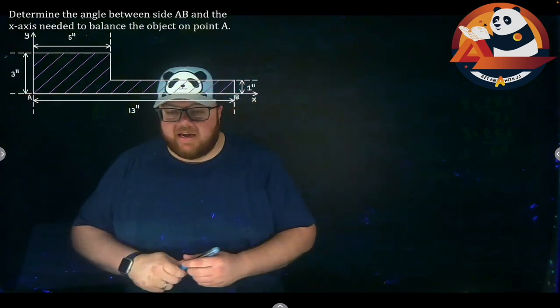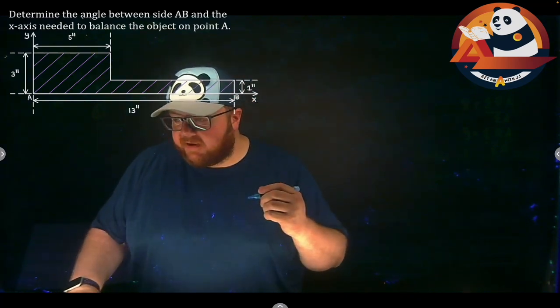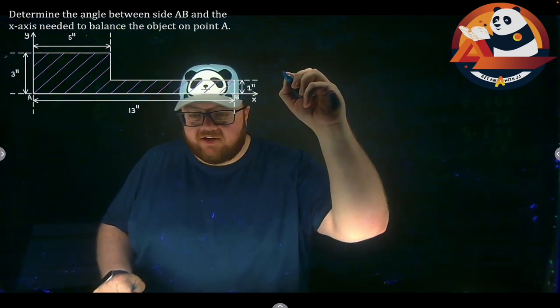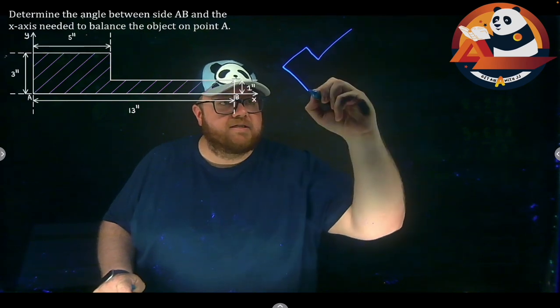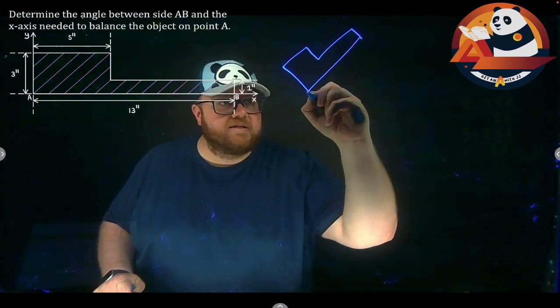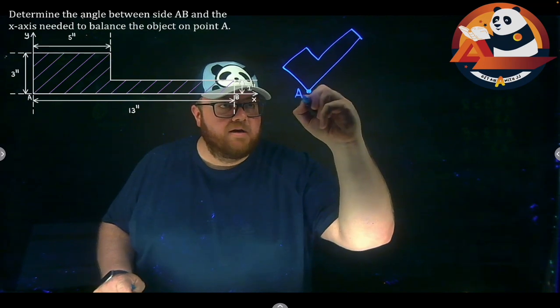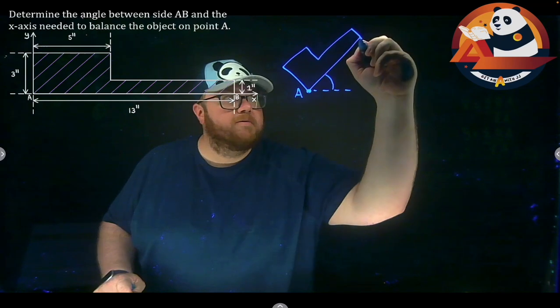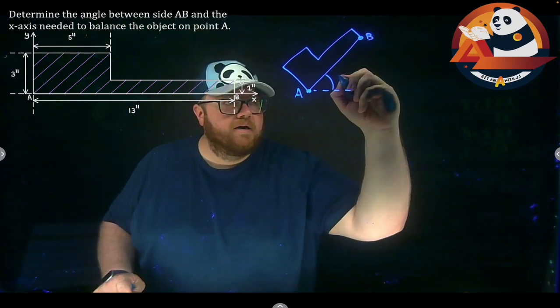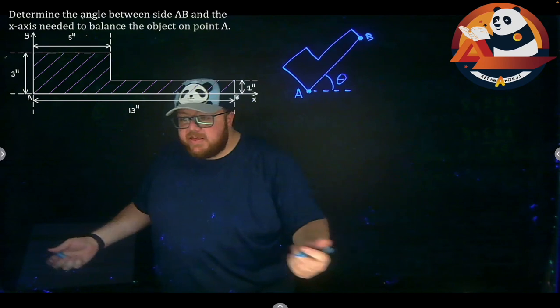Let's determine the angle between side AB and the x-axis. We need to balance the object on point A. If we sketch a quick picture, I can start lifting this object up, and as I do that, it's going to turn and rotate and get to something that starts to look like this. When that balances right here on point A, what's my angle between the x-axis and side AB? This is still point B up here. What's my angle theta?